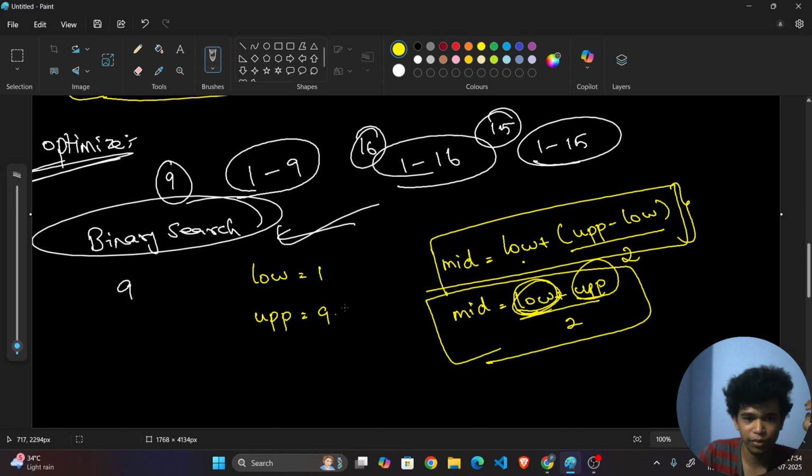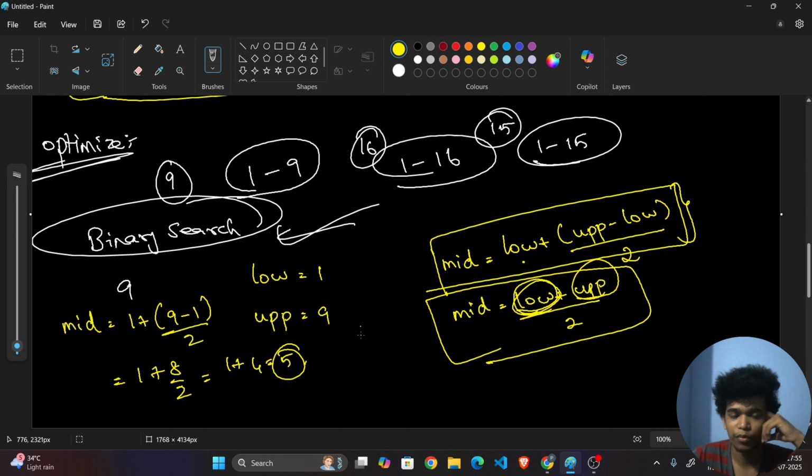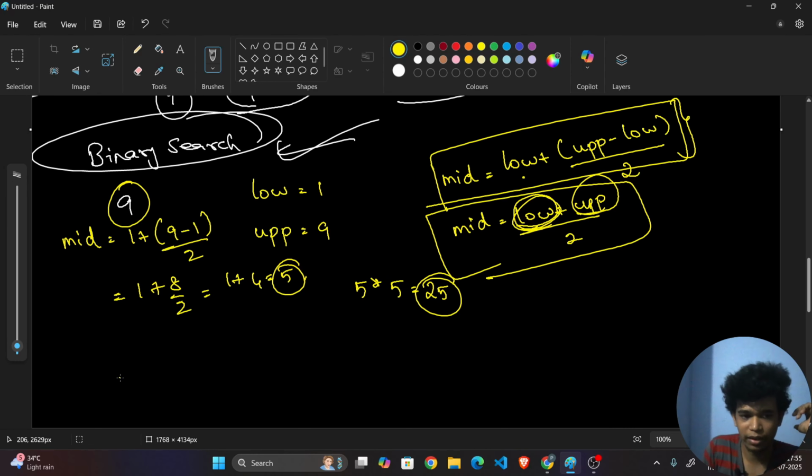Now we are just going to find the mid. So initially, what is going to be my mid? It will be 1 plus 9 minus 1 divided by 2, which is equal to 1 plus 8 by 2, which is equal to 1 plus 4, which is equal to 5. So 5 is going to be my first midpoint. Okay, so 5 into 5 is equal to what? 25. So is it equal to this 9? No. Is it greater than 9? Yes.